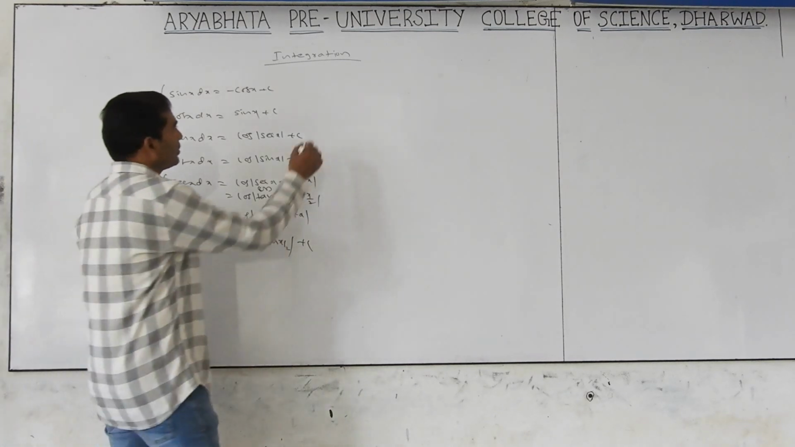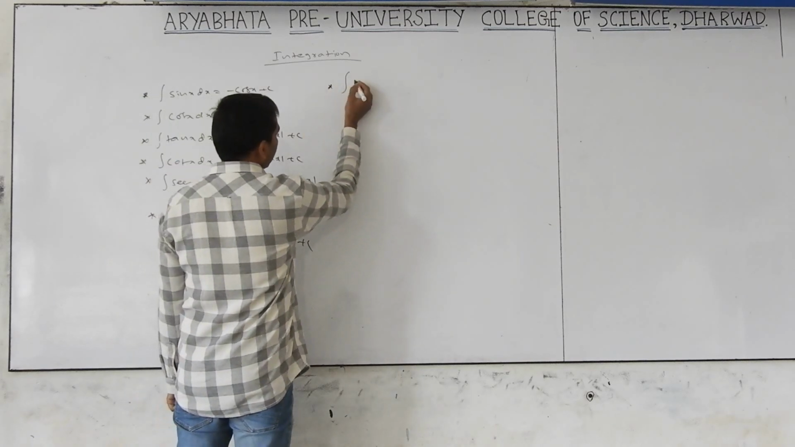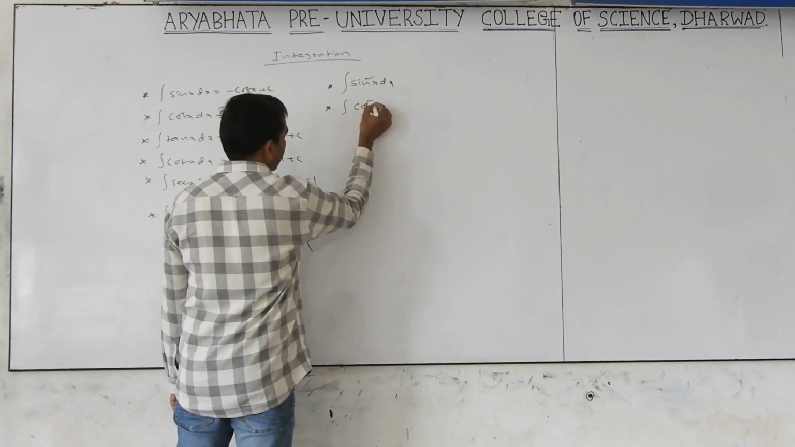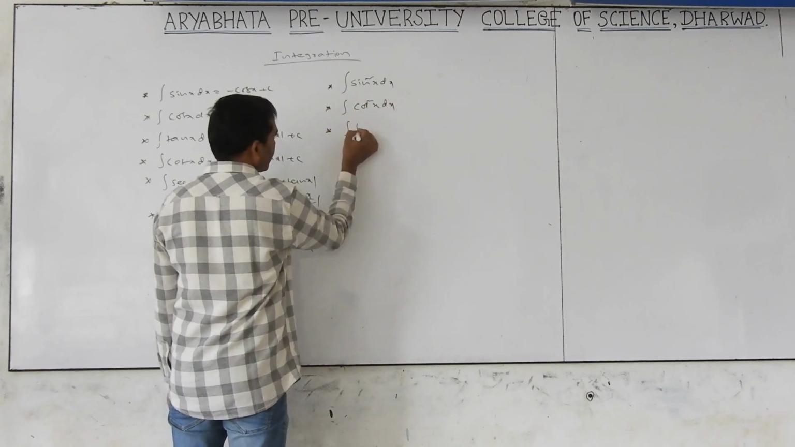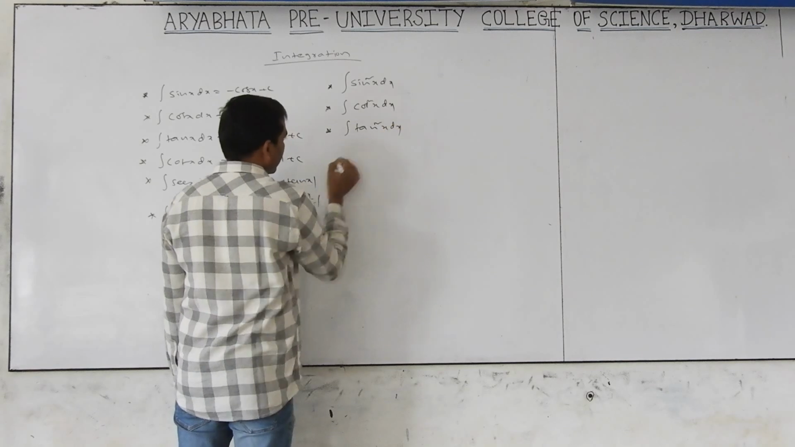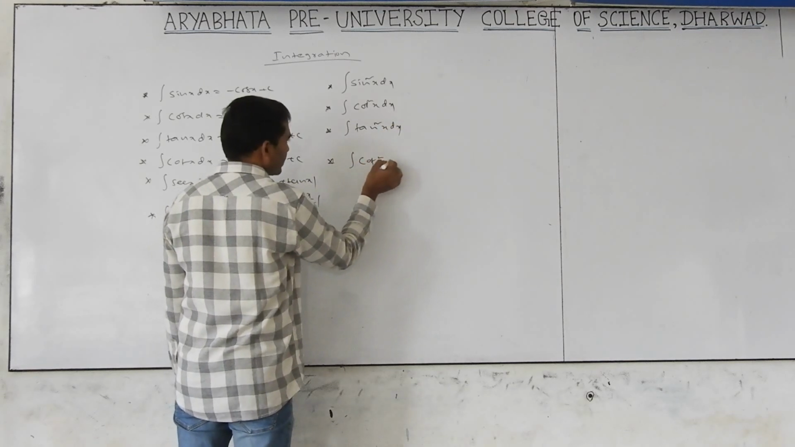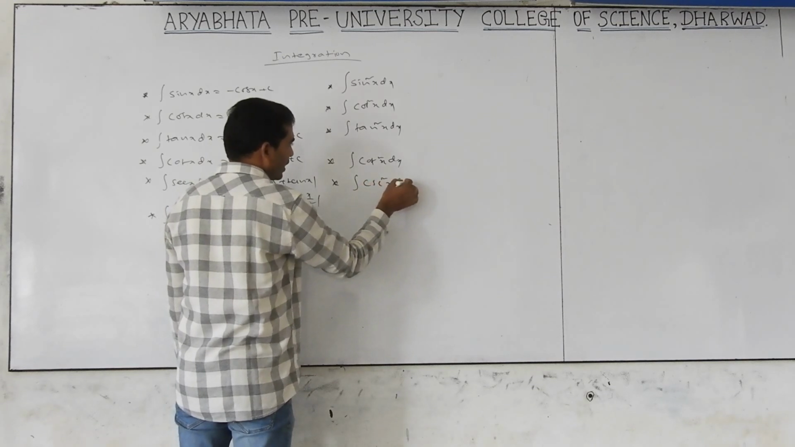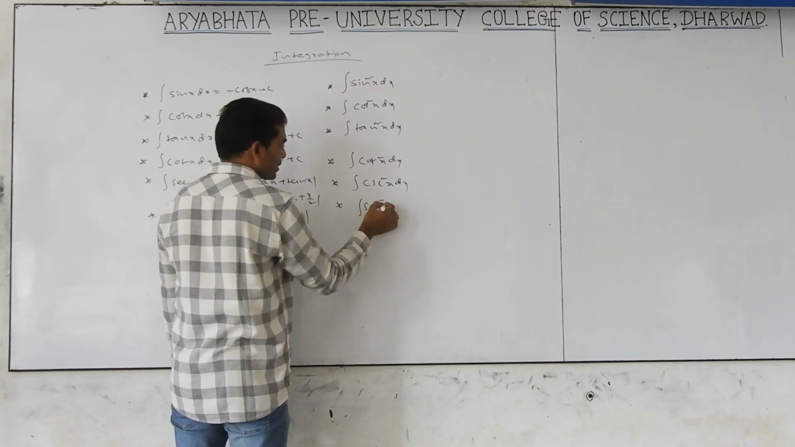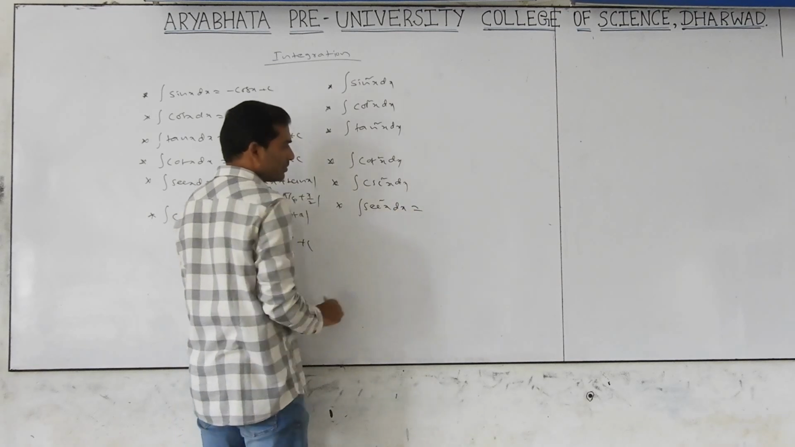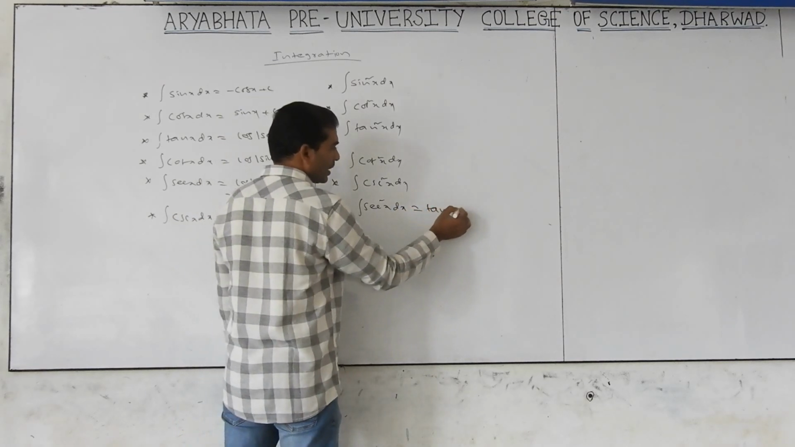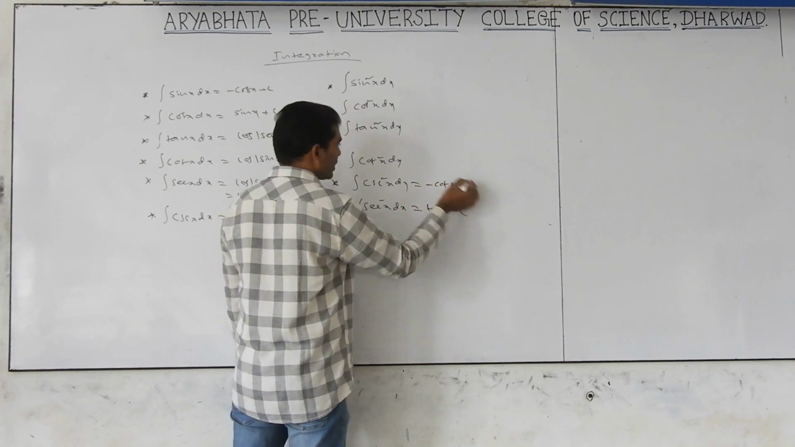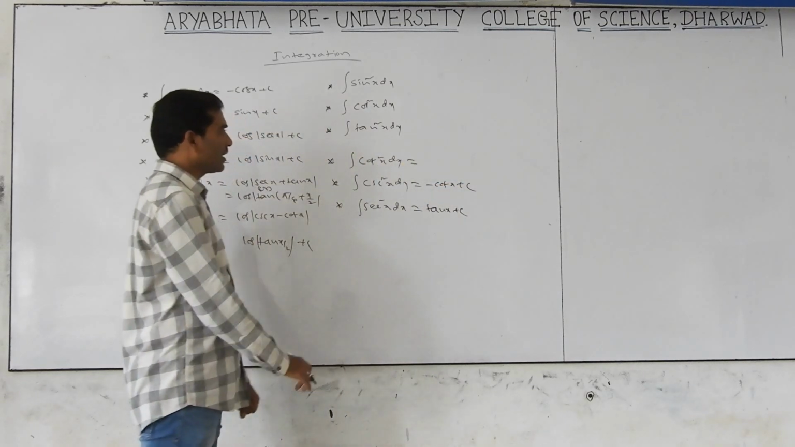Now coming to the next: integration of sin square x dx, cos square x dx, tan square x dx, cot square x dx, cosec square x dx, and secant square x dx. Tell me, integration of secant square x is tan x plus c, and cosec square x integration is minus cot x plus c. What about cot square x integration?